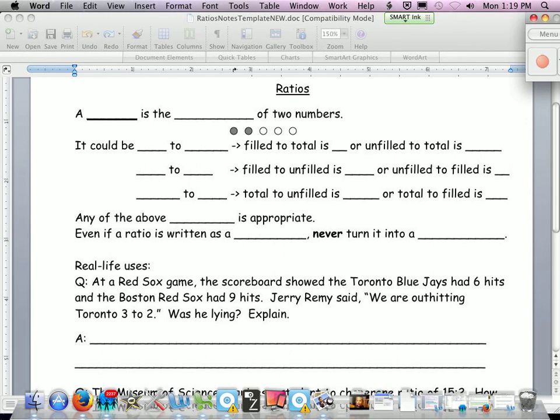So we talked a little bit about ratios. Now we're going to summarize it with some notes. A ratio is the comparison of two numbers, technically.